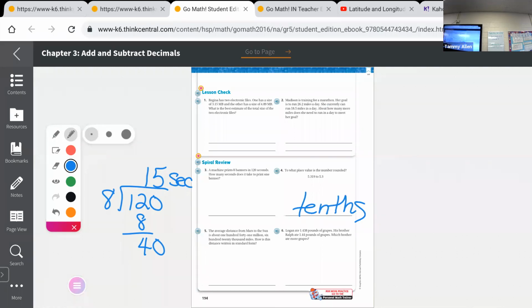And the average distance from Mars to the Sun is about, oh, we want this in standard form. What do we mean by standard form? I need more than that. Yeah, we use digits. We use the numbers, okay?